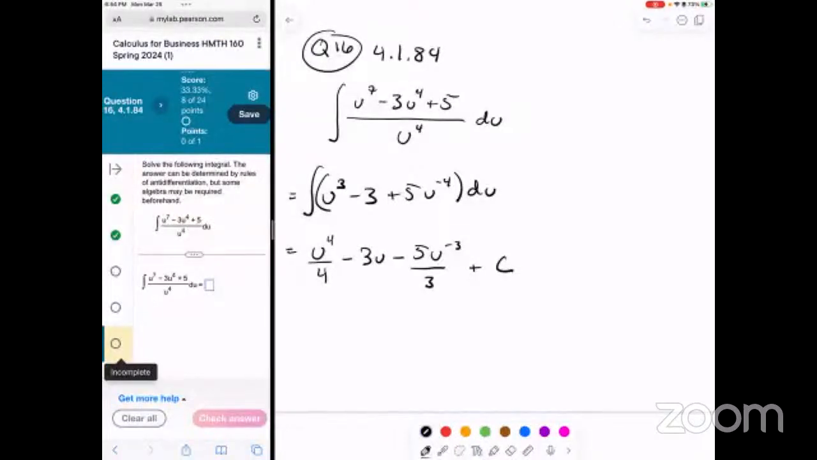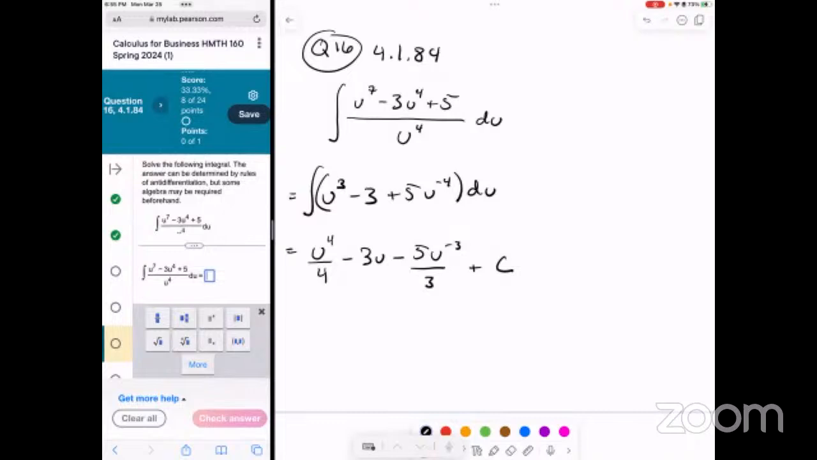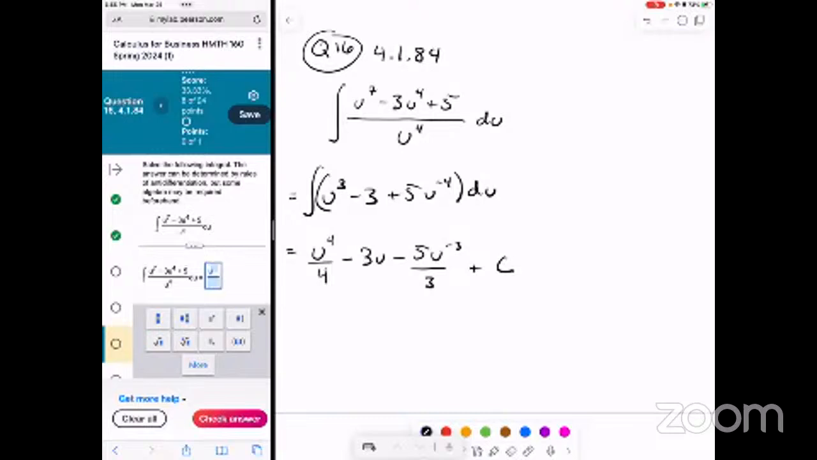I'm going to submit it like this and see if it works. If not, we can move some things around. So then the first one is u to the power of 4 over 4 minus 3u minus 5u to the power of negative 3 over 3 plus some constant. Okay, let's see if they'll accept this.